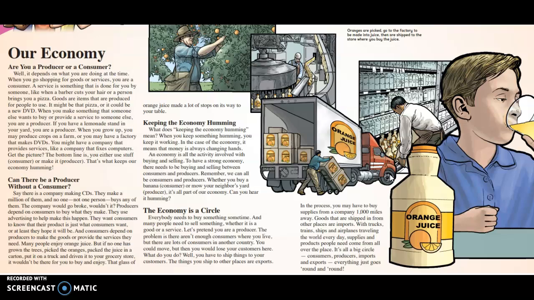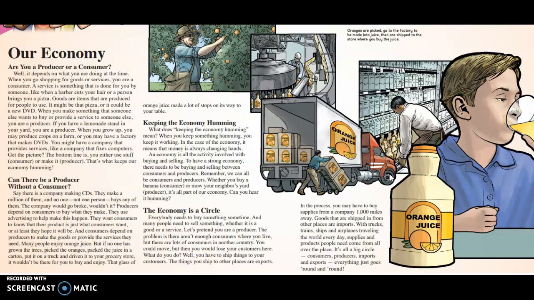Say there's a company making CDs. They buy a million of them, and no one, not one person, buys any of them. The company would go broke, wouldn't it? Producers depend on consumers to buy what they make. They use advertising to make this happen. They want consumers to know that their product is just what consumers want, or at least they hope it will be. And consumers depend on producers to make the goods or provide the service they need.